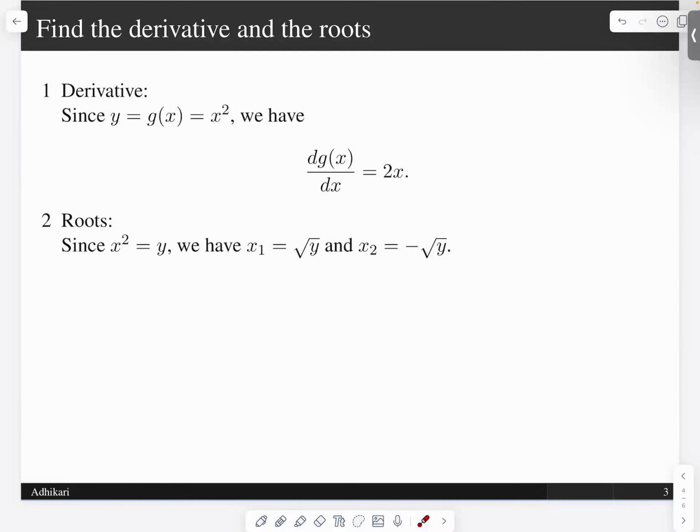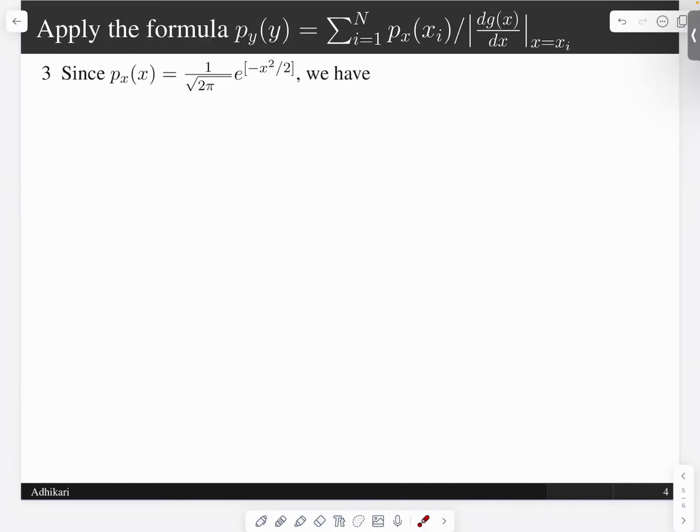So for our example, we're going to start by differentiating g of x with respect to x to get this derivative. It is 2x. Then we'll find the roots of x squared equals y. There are two roots: x1 is the square root of y, and x2 is the negative square root of y. And once we have these, we're going to apply the formula we have. py equals this sum. And in the sum, we need px. px is the PDF of x. Since it's a standard normal random variable, the PDF is simply given by this.